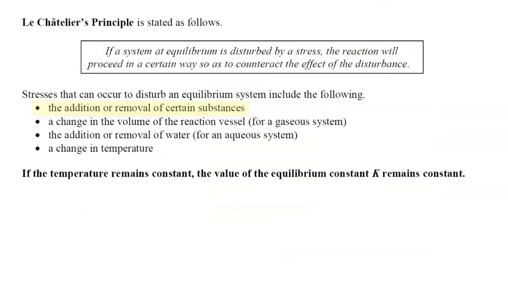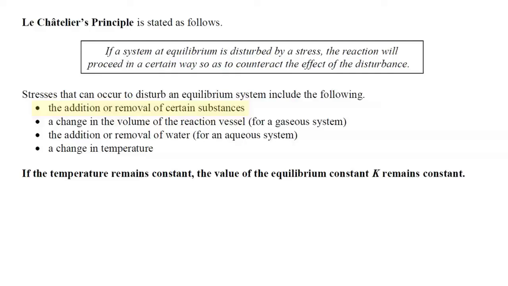So Le Chatelier's principle is stated as follows. If a system at equilibrium is disturbed by a stress, the reaction will proceed in a certain way so as to counteract the effect of the disturbance. Stresses that can occur to disturb an equilibrium system include the following: the addition or removal of certain substances, a change in the volume of the reaction vessel for a gaseous system, the addition or removal of water for an aqueous system, or a change in temperature.